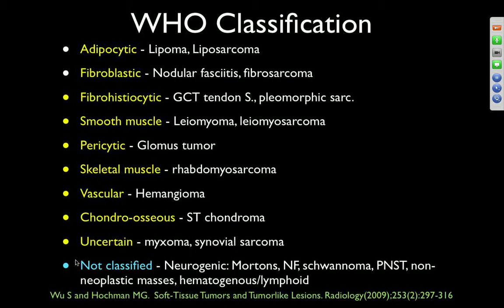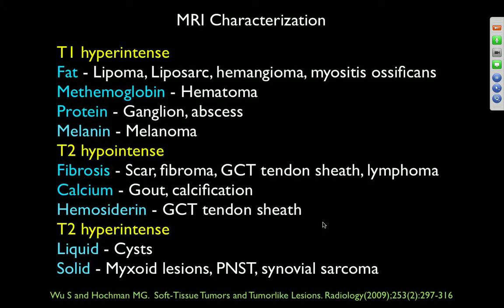sarcomas. And then there's some non-classified tumors that I'd also like to include in this talk, including Morton's neuroma, neurofibroma, schwannoma, PNSTs, non-neoplastics, and hematogenous lymphoid tumors in the soft tissues. So first thing is, how do you characterize tumors or masses in the soft tissues?